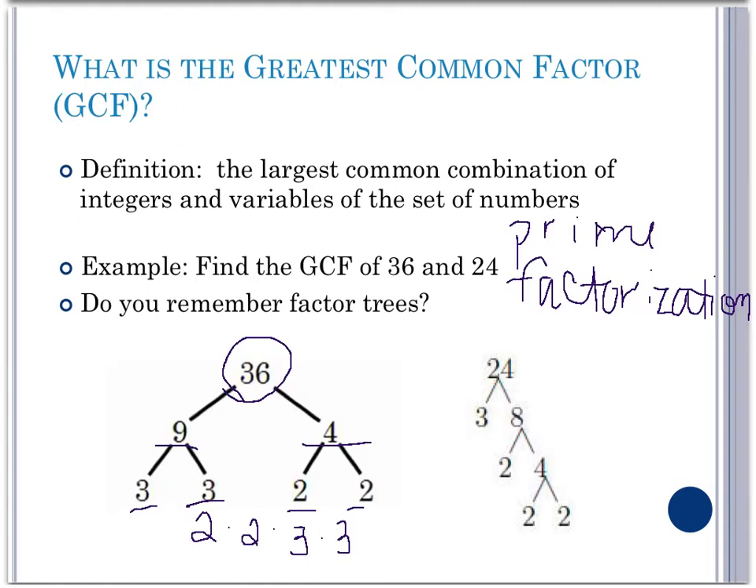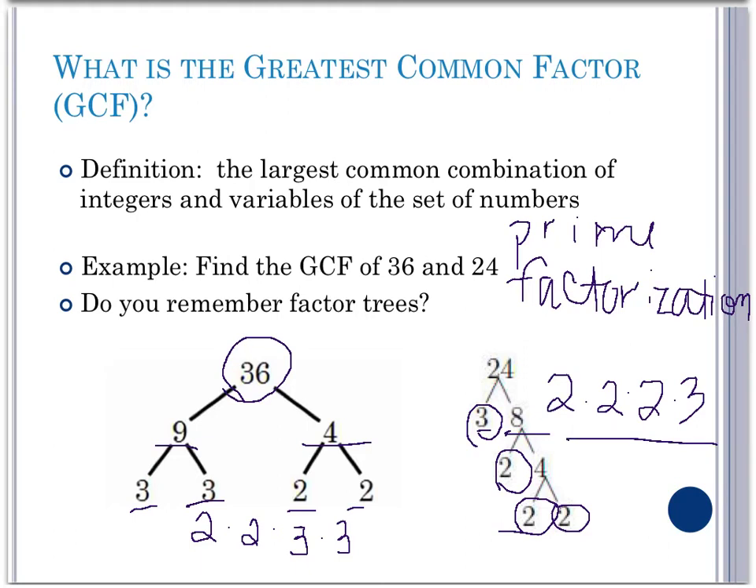Likewise with 24, well, I know 3, that prime number, goes into 24, so I broke that down as 3 times 8. Then I said, well, 8 can break down further, so I did 2 times 4, and then finally 2 times 2. So all of my prime factors are at the bottom of these branches: 2 times 2 times 2 times 3. That would be the prime factorization of 24. How is this going to help us? Well, this is going to help us because now we can compare these two prime factorizations to find the greatest common factor.